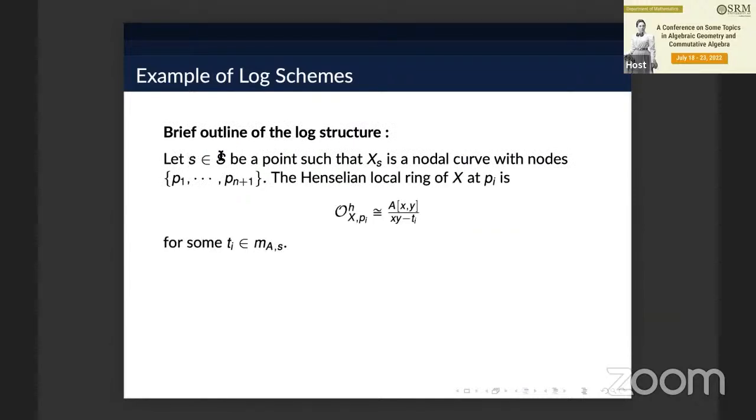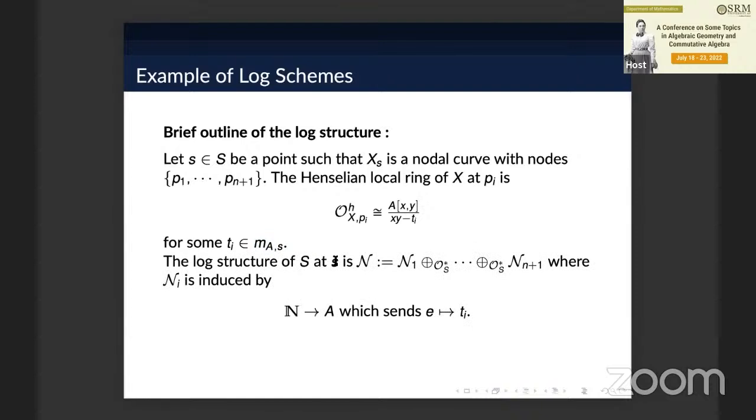So we take a closed point s of S, a point such that X_s is a nodal curve with nodes p1, p2, ..., p_{n+1}. Since it is a family of nodal curves, the Henselian local ring of X at this node should look like this. A is the local ring of S at this point s. And the Henselian local ring of the total family should look like A[x,y] modulo (xy - t_i), where t_i is some element of the maximal ideal of S at this point.